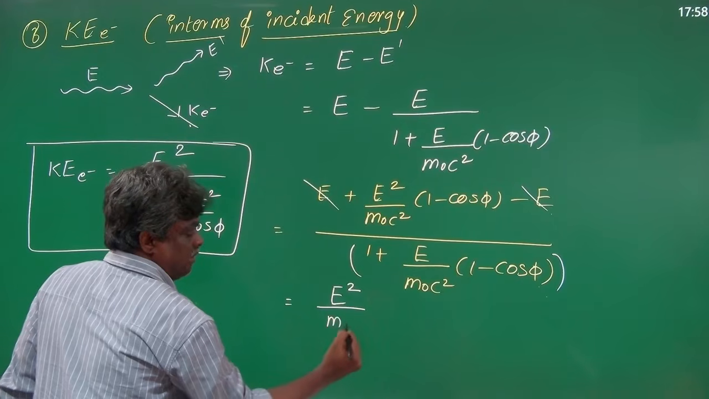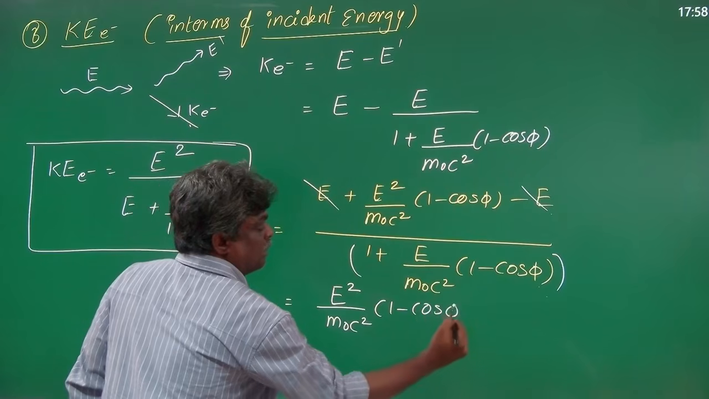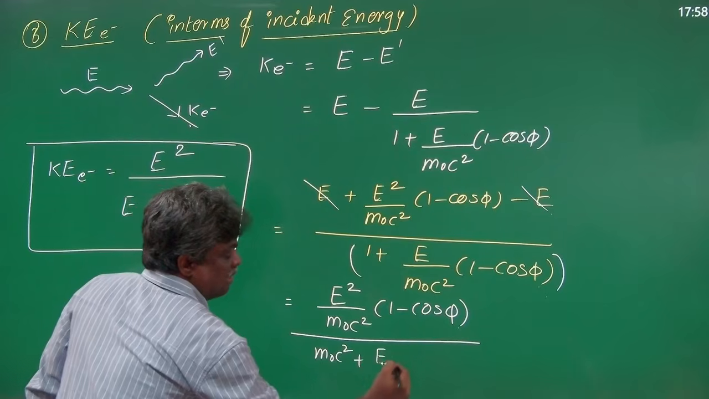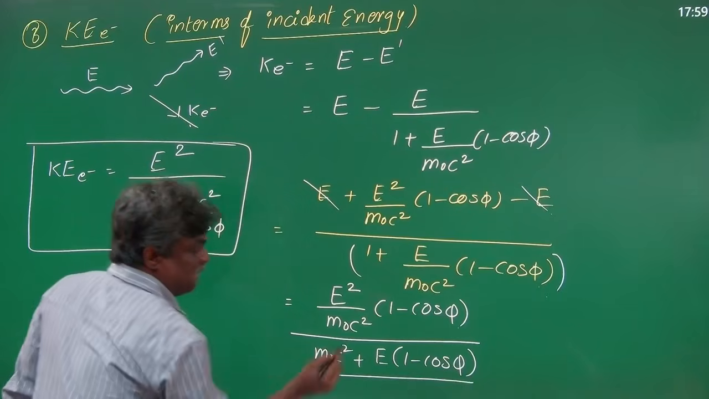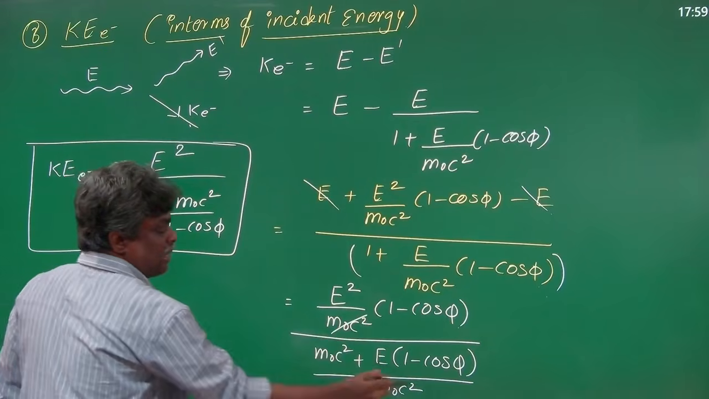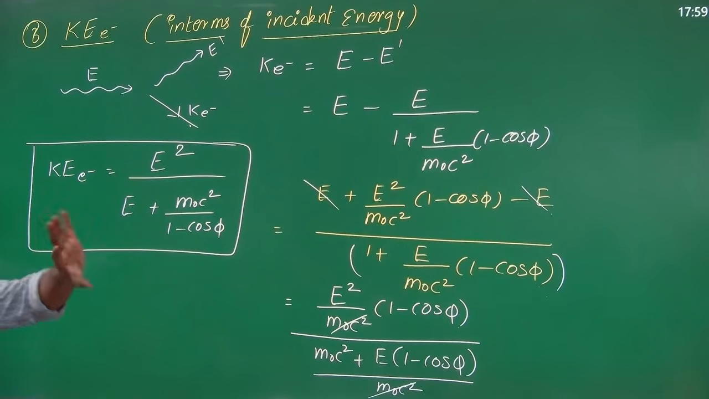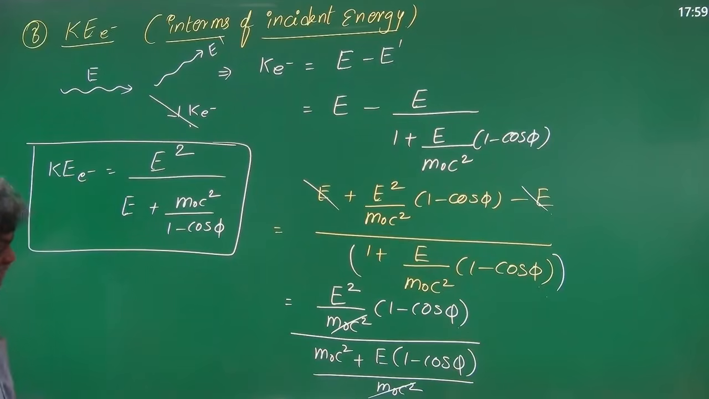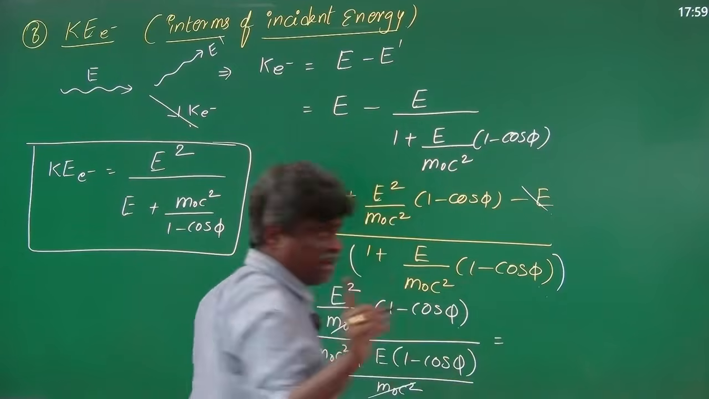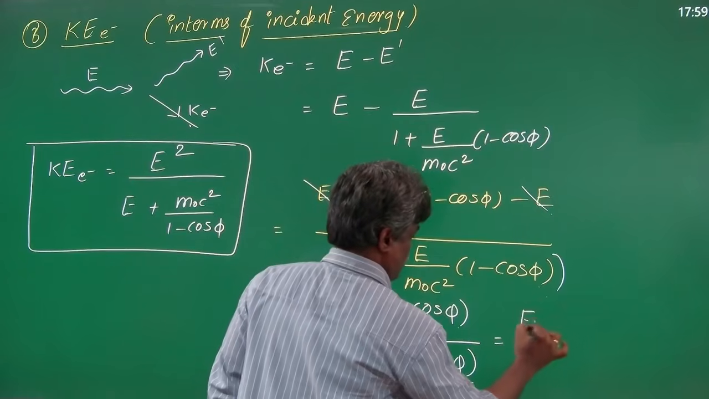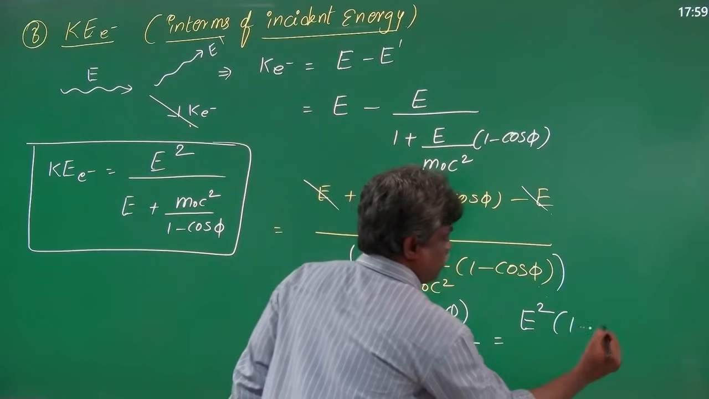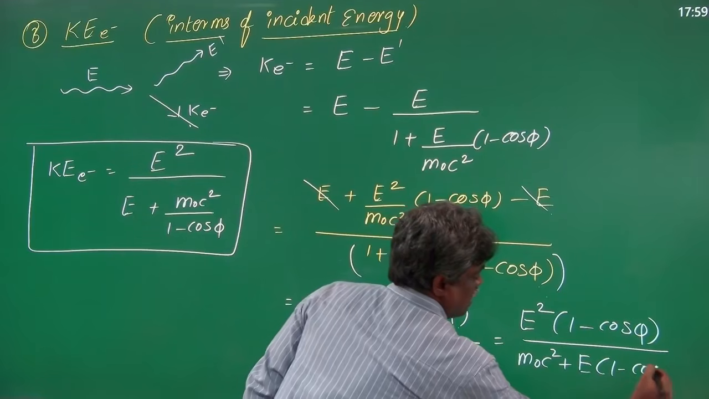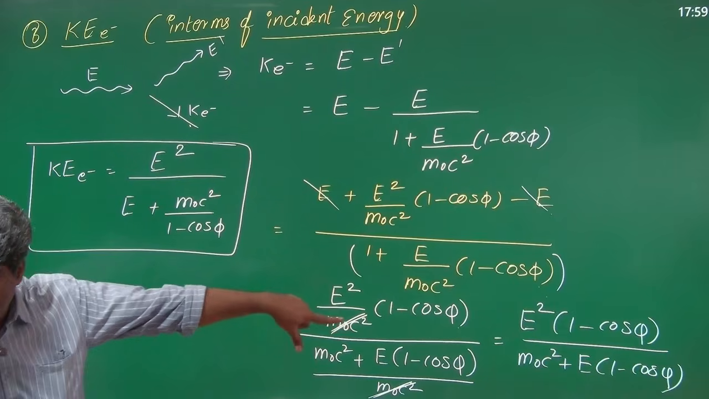Be confident. We will know our strength only when we are facing difficulty. Just cross multiply, m naught c square plus E into 1 minus cos phi, the whole divided by m naught c square. Now m naught c square gets cancelled. Numerator you have fraction, denominator also you have fraction. That fraction denominator and this fraction denominator both are same. Just cancel. Got it? Don't copy. If you are copying, no use. And after cancellation, write whatever you have, 1 minus cos phi by m naught c square plus E into 1 minus cos phi. Now I request you divide the numerator and denominator with 1 minus cos phi.